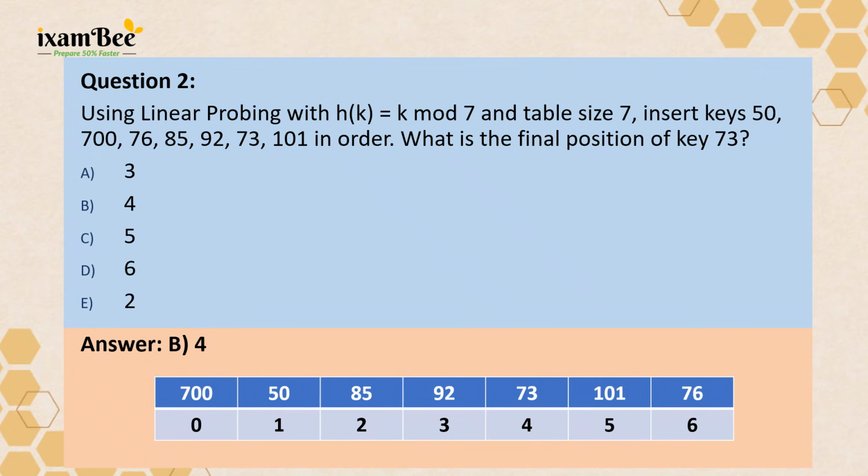When it comes to 73, it again gives a collision because 3 is the remainder when 73 gets divided by 7 and that position is already occupied by 92. Hence 73 gets to position 4 and that's the answer.